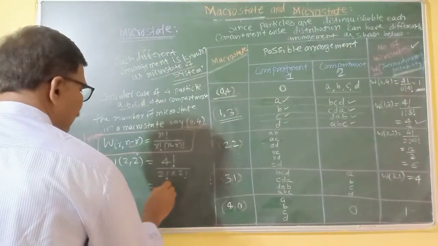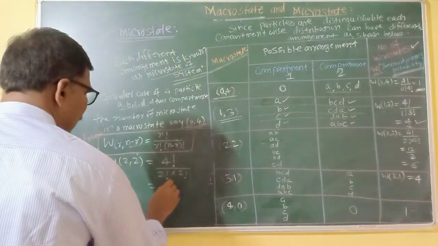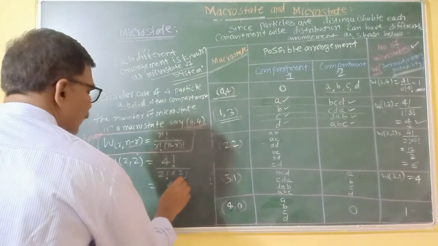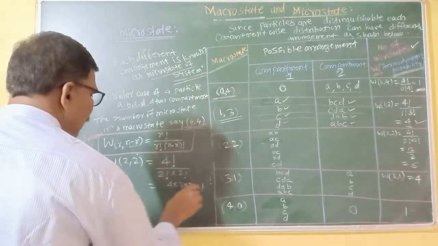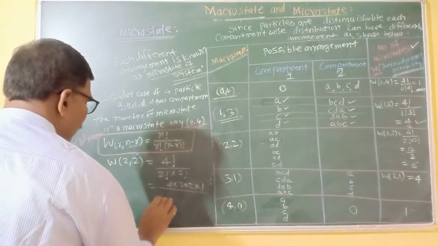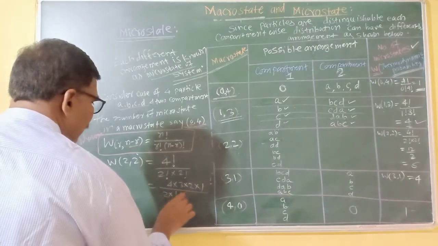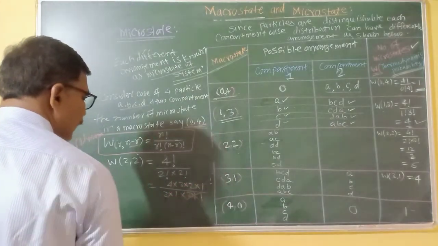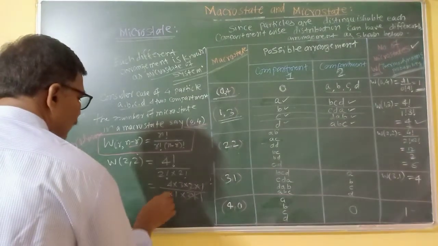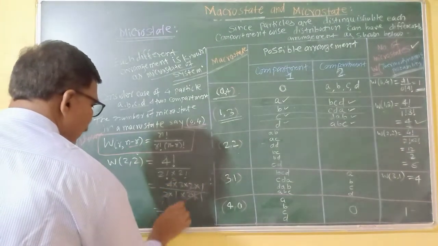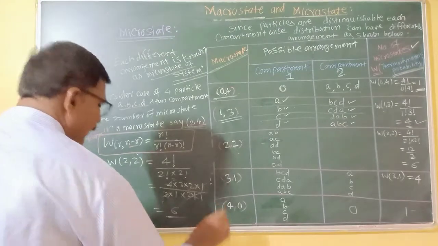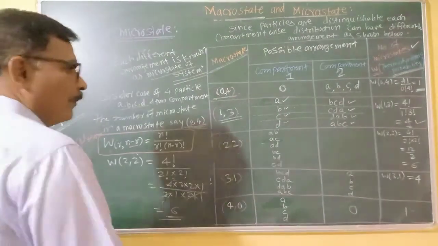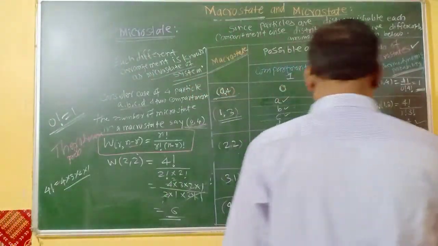That is we have to consider here. That is 4 factorial is 4 into 3 into 2 into 1. 2 factorial is 2 into 1. And here also 2 into 1. 2 into 1 is cancelled with 2 into 1. That is 2 1 is 2, 2 2 is 4, 3 2 is what? 6. How many cases? That is 6. And here we have to see here. These are the 6 cases.